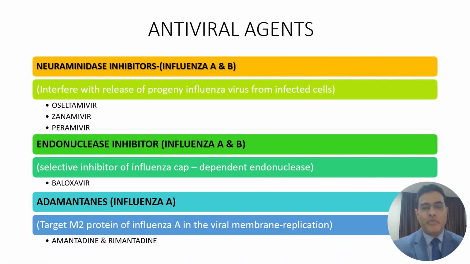The only proven treatment for influenza is antiviral agents. The first and most potent antiviral agents are neuraminidase inhibitors, which help in treating influenza A and B. The mechanism of action is that they interfere with the release of progeny influenza virus from the infected cell. I think I have shown this in the initial slides. It will prevent the replication, but there is a basis for starting these neuraminidase inhibitors early.